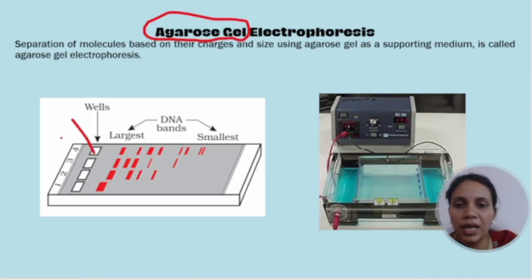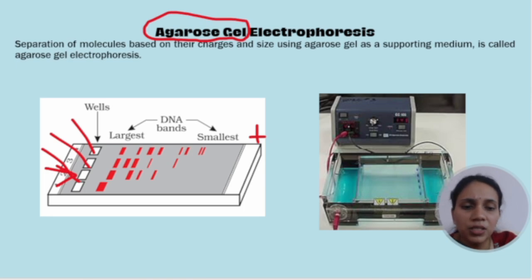Here we are going to load the DNA, and since DNA is negatively charged, here we will have a positively charged electrode, and we will pass the electric current through the buffers. So what will happen is, this DNA mixture is going to separate. The smallest one is going to reach the end point faster as compared to the largest one. And in between, based on the variation of the size, we will have the separation of the DNA bands. So this forms the basic principle of gel electrophoresis.